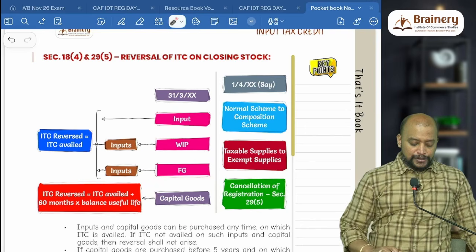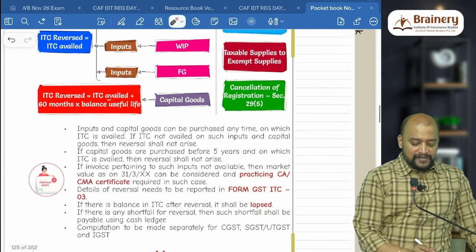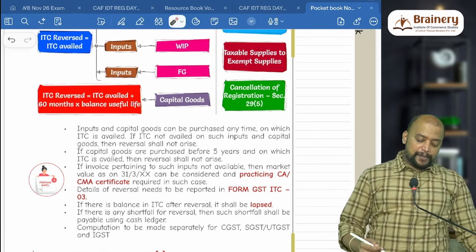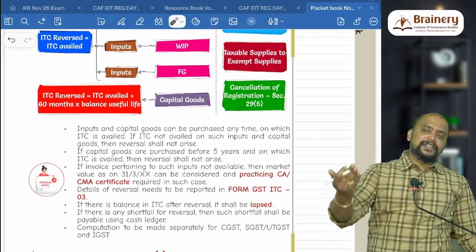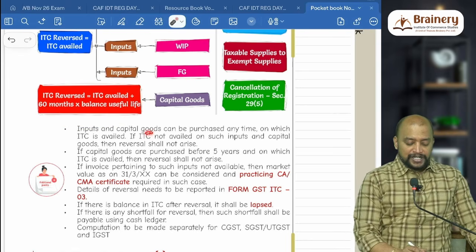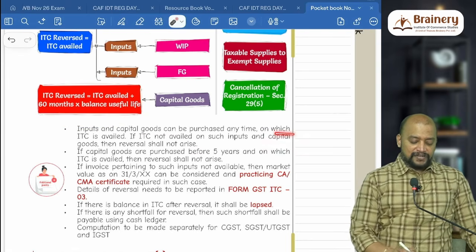On capital goods also we need to reverse, that is, ITC availed divided by 60 into balance life. And if the capital goods were purchased beyond 5 years ago, we don't have to reverse anything here because the 5 years is over. Inputs and capital goods can be purchased anytime, on which ITC was availed.